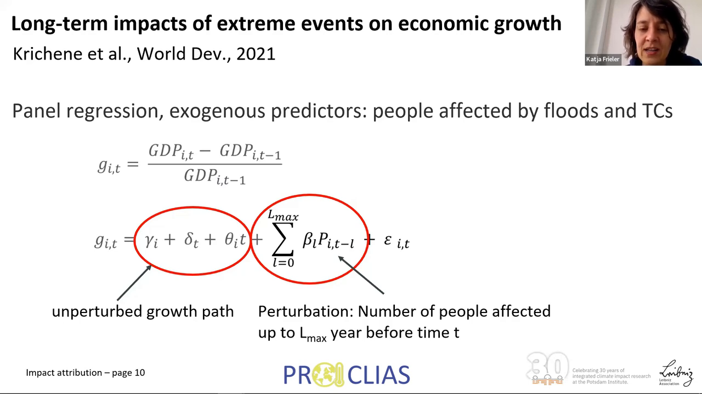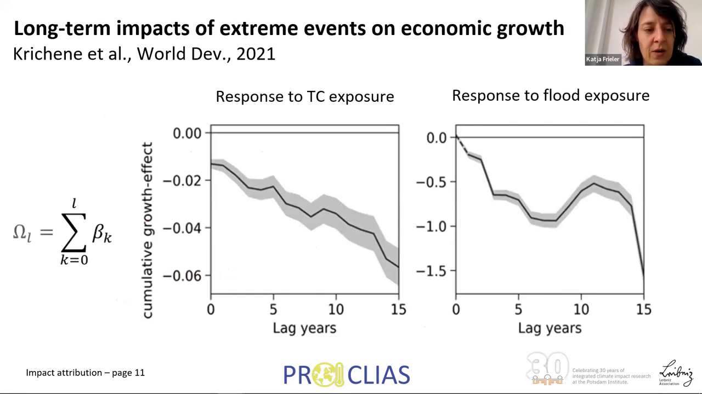So we allowed for different lagged responses in the sum, assuming that the event still has an effect even after L-max years, which was 15 in our case, and we estimated the coefficients beta. What we found is that there is a long-term effect of these extreme events. Here you can see the TC effects and the flood effects, and that they are still visible even after 15 years. What you see here is always the sum of these betas, assuming a unit forcing in people affected by extreme events, and the omega describes the deviation from the standard growth path after L years. As long as this curve doesn't return to zero, it means that the effect is still visible.